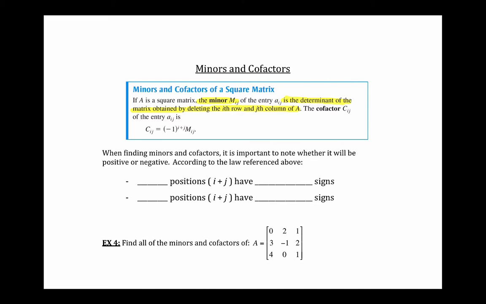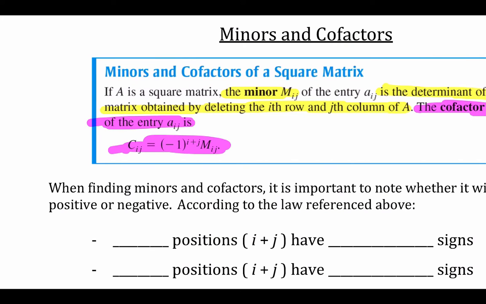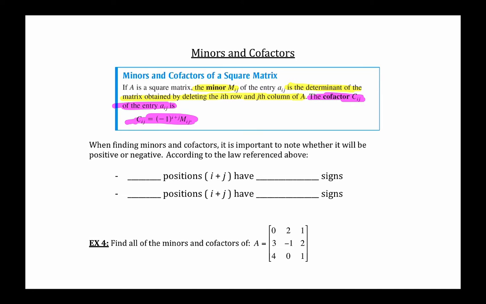The other definition in here is the cofactor. The cofactor C sub ij of the entry A sub ij is C sub ij equals -1 raised to the i plus j power times M sub ij. Oh my goodness. We're going to take this slowly.